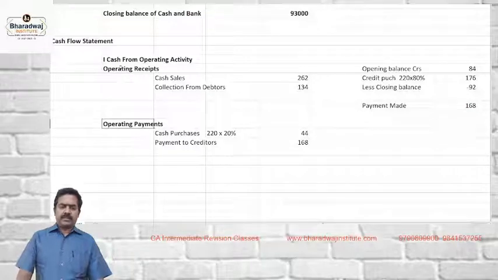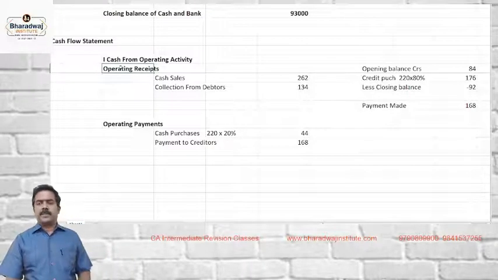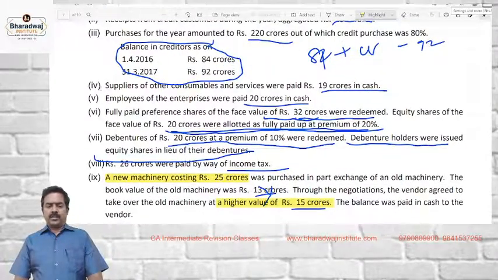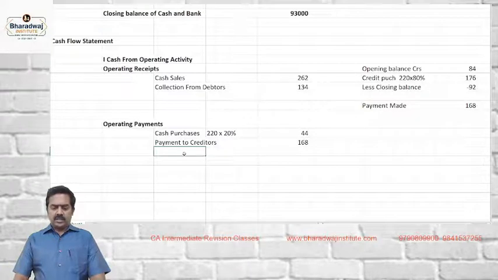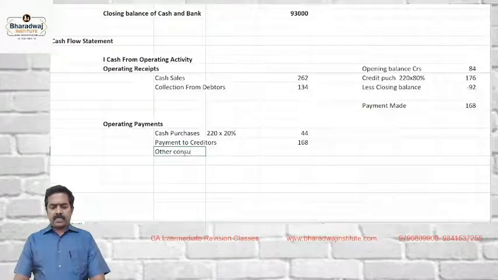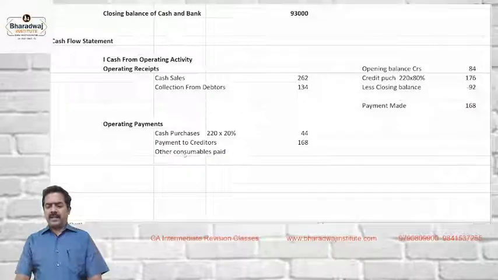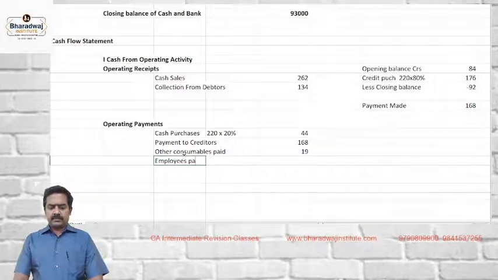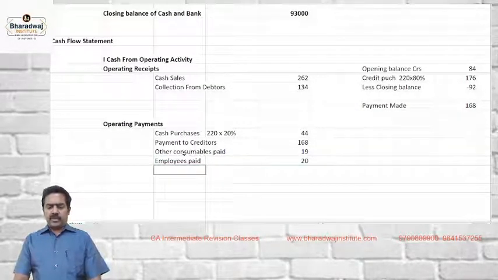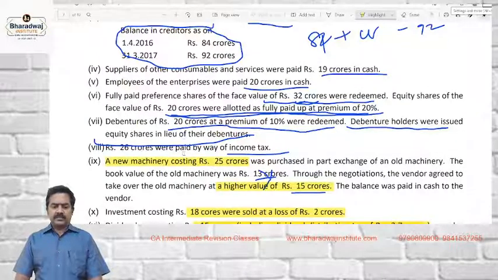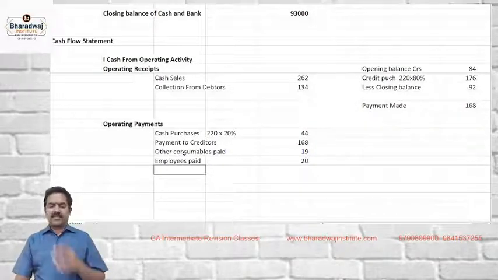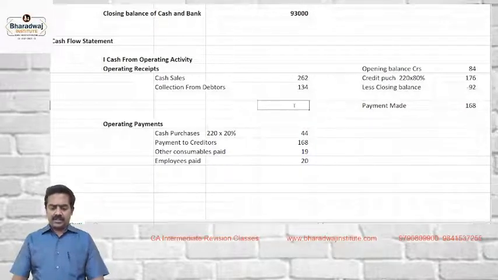Then see only operating receipts and payments in this. Sub point number 4. Other consumables. Other consumables paid. How much is paid? 19 crores in cash paid. Then employees paid. How much? 20 crores employees paid. Check for any other operating payments or collections.